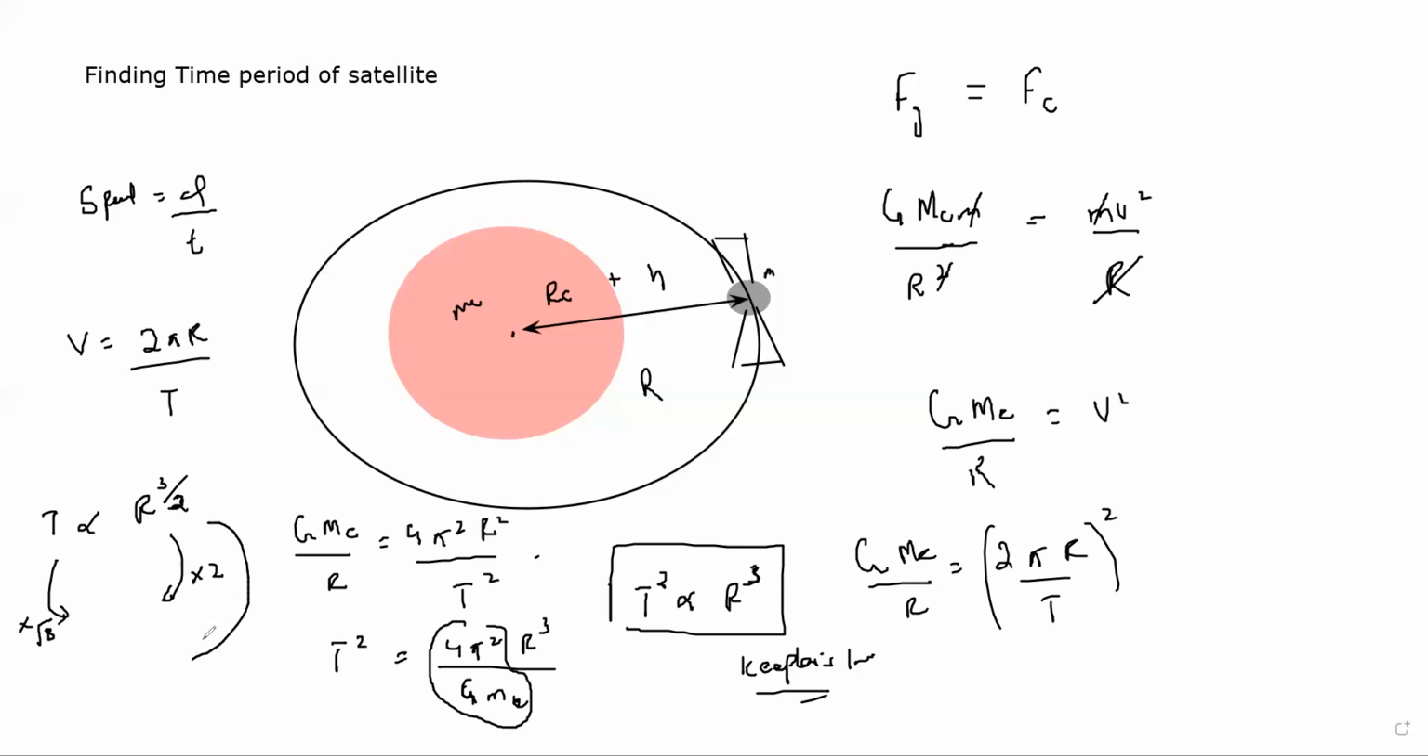Same thing, if the distance is multiplied by 3, 3 square is 9, 3 cube is 27, so the time period will vary with the under root 27. This is the factor by which the time period will increase. Is it clear? The Kepler's law.